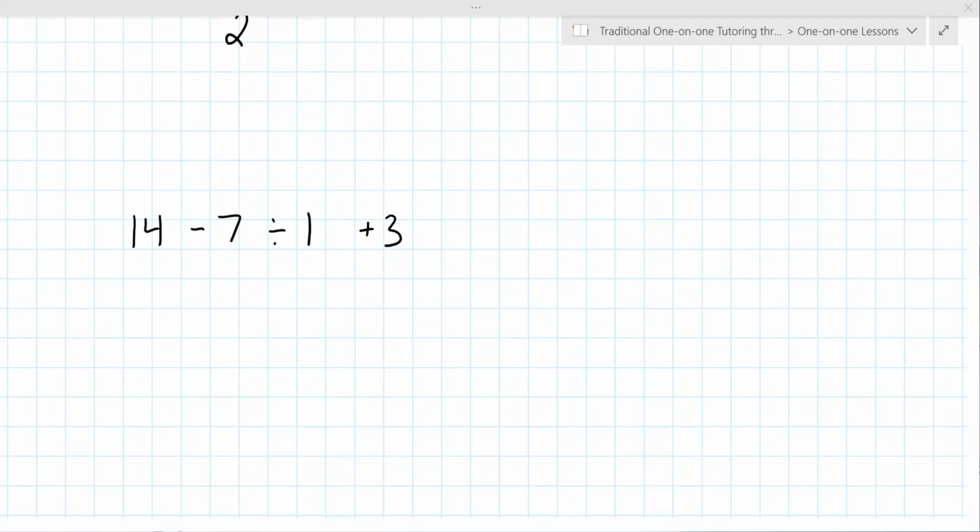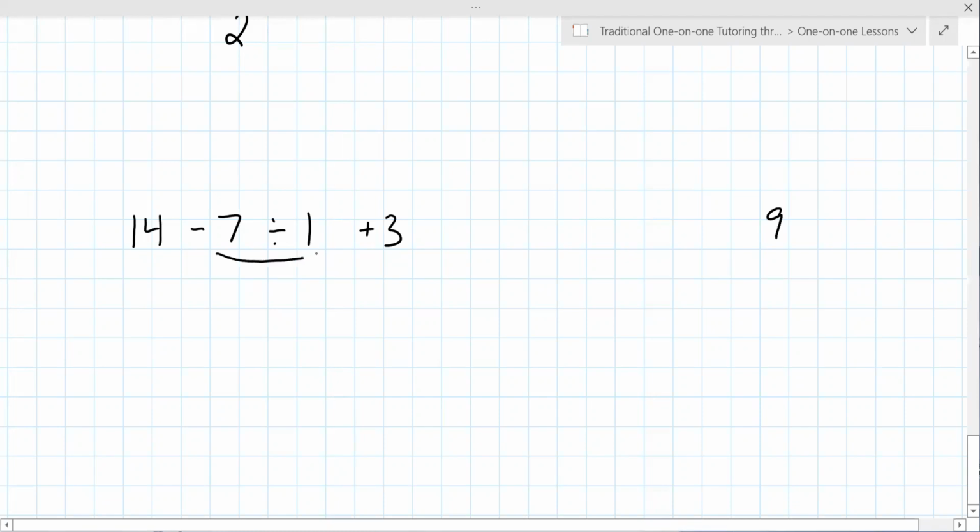Is it 9? So your answer is 9. I'm not sure. Let's do this together. 7 divided by 1 is 7. 14 minus 7 plus 3. So whenever you have addition and subtraction, you just work them left to right. So you first subtract. What is 14 minus 7?